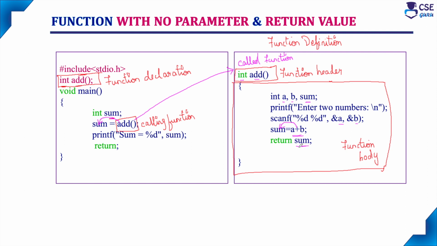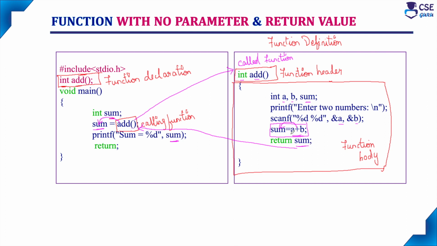Once it returns the sum value, immediately control will be transferred to the calling function. So now this function result is nothing but this sum, and this sum is the result of this assignment statement. So this sum will be carried to the calling function and this result will be stored within this variable. And whatever result it gets will be printed on the output screen in the main function.